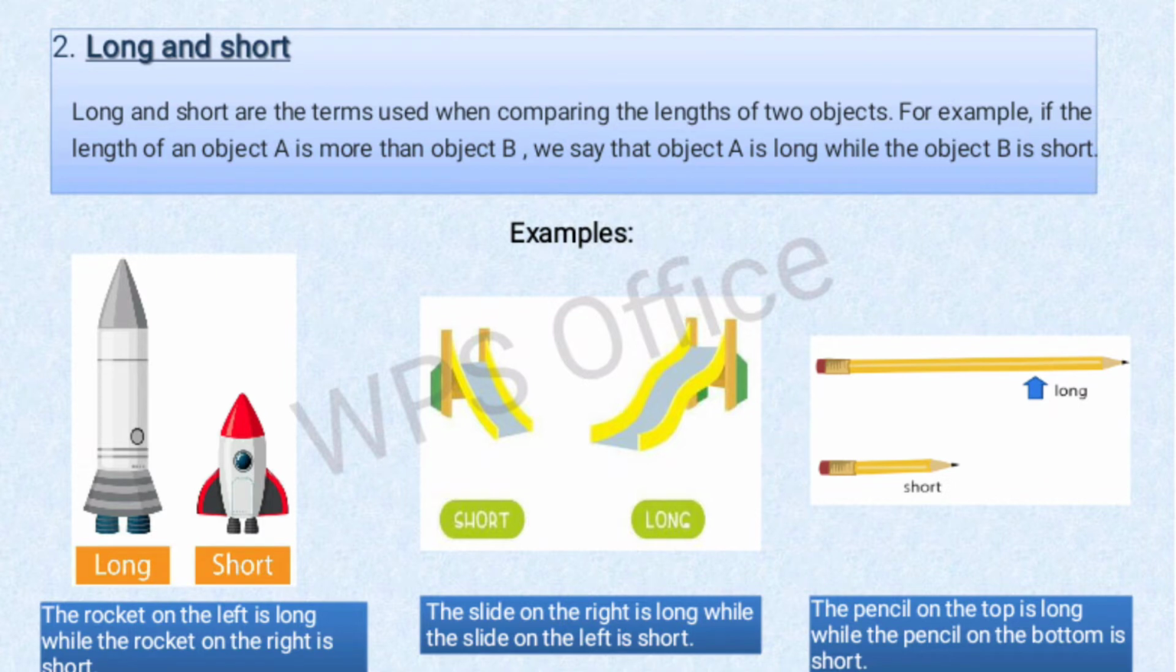Let's see a few examples. In the first picture, the first rocket is long while the second rocket is short. Now let's look at the second example. The slide on the right is long while the slide on the left is short. Now let's look at the third example. Can you all identify that your pencil is short or long compared to your neighbor's pencil? Okay, now look at the picture on the board, and the pencil on the top is long while the pencil on the bottom is short.